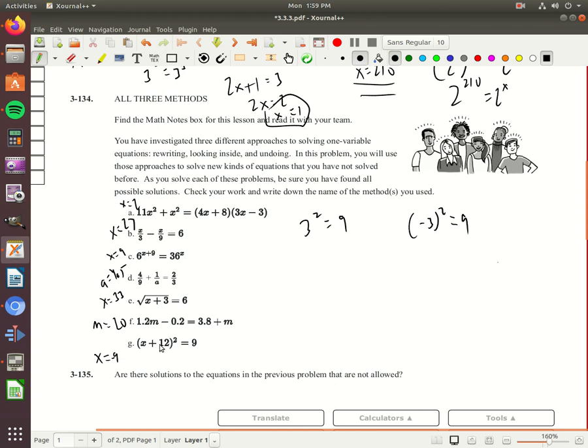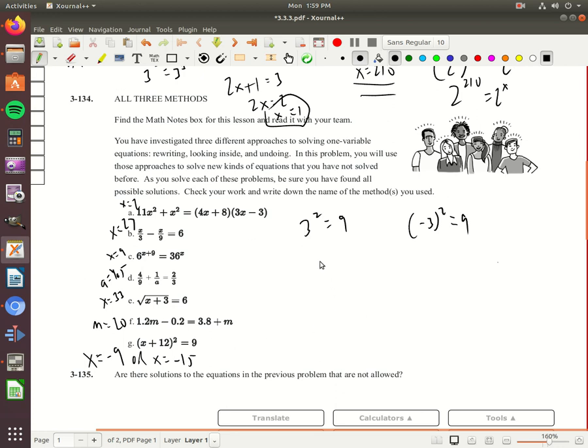Negative 9. Negative 9 plus 12 is 3. 3 squared is 9. Or x could equal negative 15, because negative 15 plus 12 is negative 3, and negative 3 times negative 3 is also positive 9. So we get our 2 answers here. X equals negative 9 or x equals negative 15.